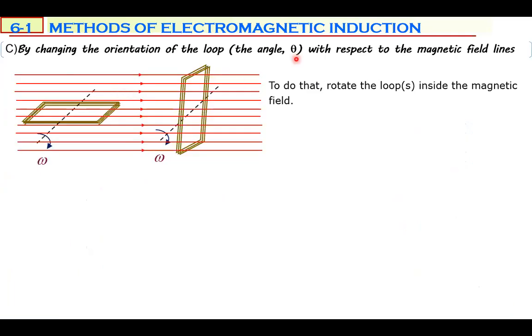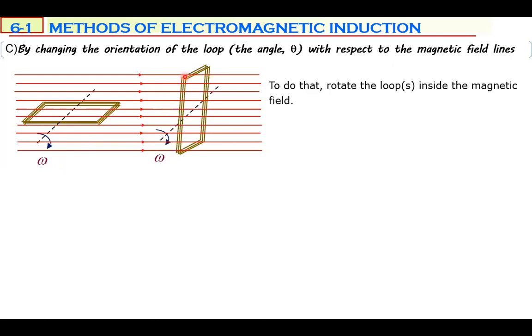You are going to change the angle with respect to magnetic field lines. Like this, and there is a coil. This coil is initially parallel to the magnetic field lines, but you are rotating this coil inside a magnetic field. When it is parallel to magnetic field lines, magnetic flux is zero.